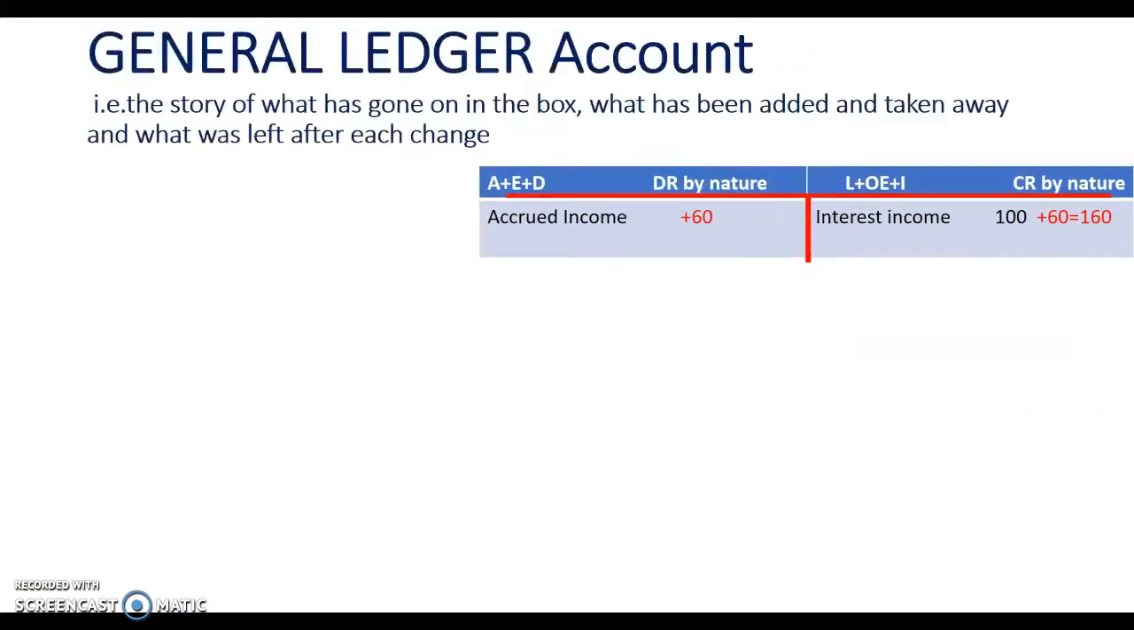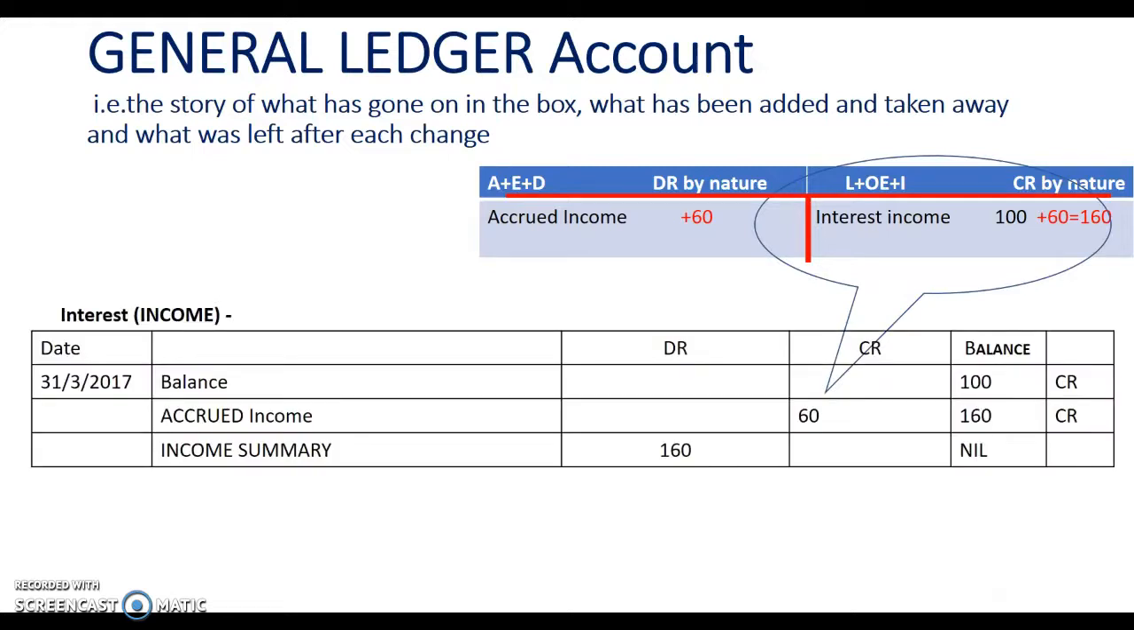The general ledger account, therefore. The general ledger is basically a little bit different from the journals. It's not interested in how you change these accounts. That's what the journal's about. This is basically telling me the story of what's gone on under one of those headings. So if they ask you to write a general ledger account for interest income in this case, this is what you would end up with. You've got to tell the story of what's gone on in the box under that heading, interest income.